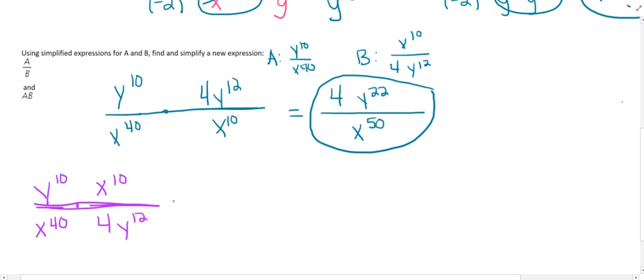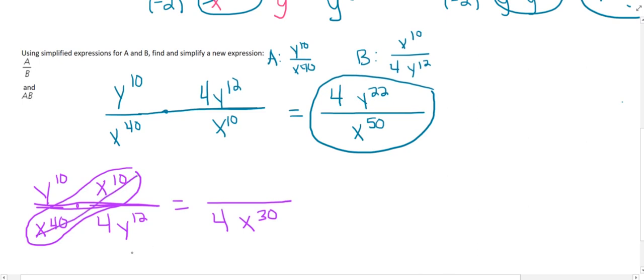So going to your numbers first, you've got a 4 in the denominator, so that's going to stay. Now let's deal with our x's. You have one x on the top and one x on the bottom. So this is the quotient rule. Where's the larger x? The larger x is in the bottom, so it's going to stay in the bottom. And then you're going to do subtraction: 40 minus 10 gives us 30. So we have 30 x's left in the bottom. The x's are taken care of.